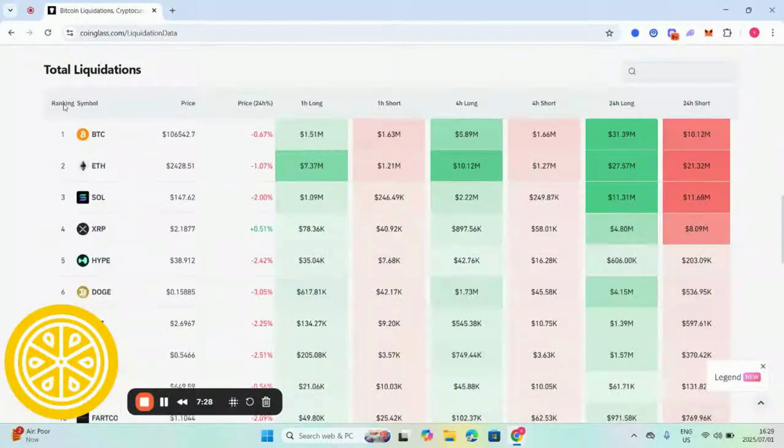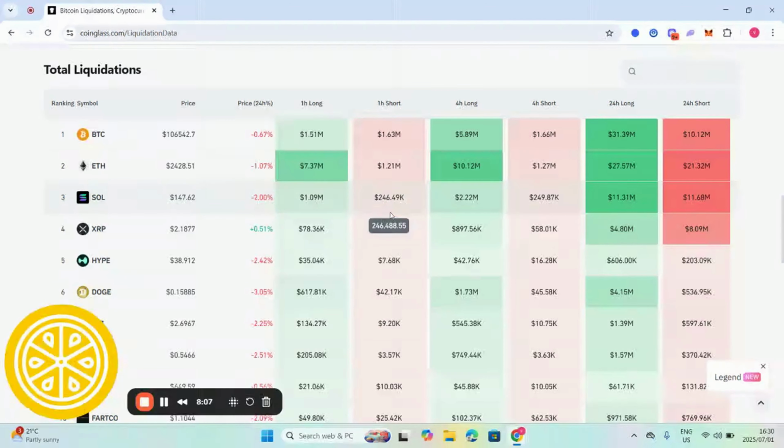And you can not only check up on BTC, but you can check up on all the cryptocurrencies. As you can see, we have Bitcoin here. In the first hour, 1.51 million were liquidated on the long side, and on the short side, 1.63 million were liquidated. So it goes with different time frames, from 1 hour to 24 hours, and you can check up on a lot of cryptocurrencies. As you can see, Solana has 1.0 million liquidations here, and on shorts you got 246.49k that has been liquidated.